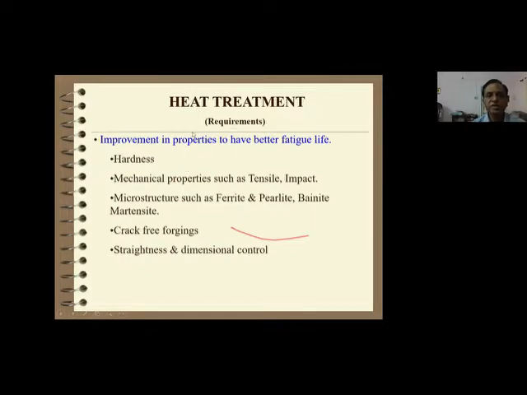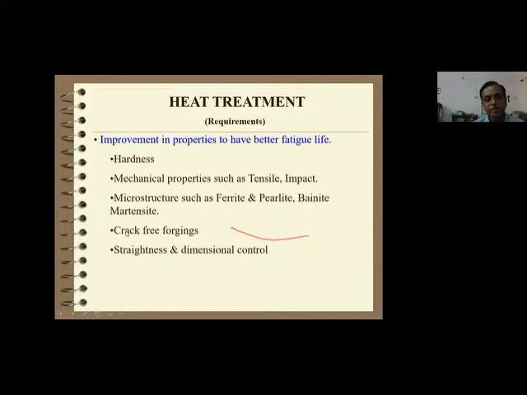So what are the advantages of heat treatment, or what is it basically done for? Basically to improve the properties to have better fatigue life. When we do the heat treatment, the fatigue life gets enhanced. You get basically the required hardness, then the mechanical properties such as tensile and impact test, then the microstructure, which may be ferritic pearlitic, or bainitic, or martensitic, based on the requirement of the component. These structures can be achieved by following the desired heat treatment.